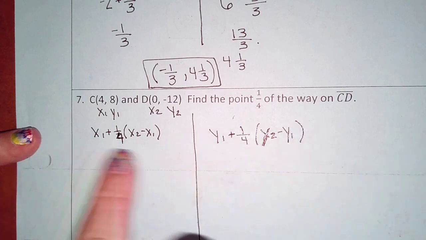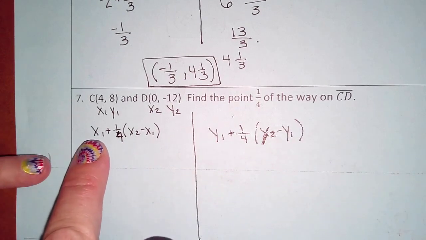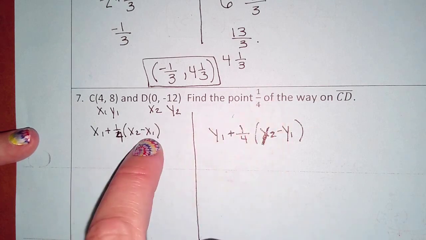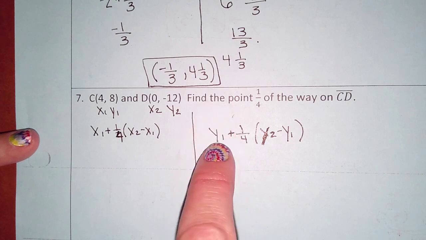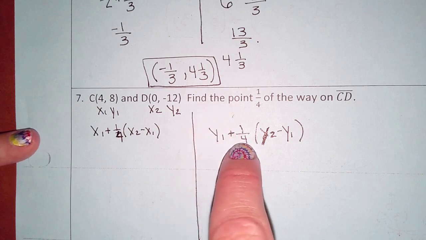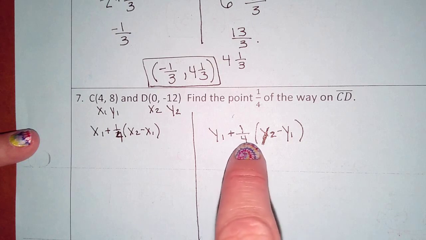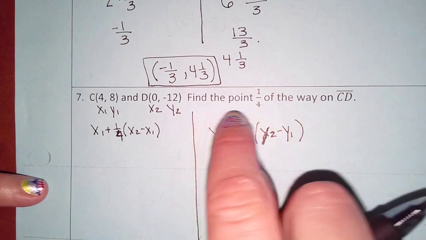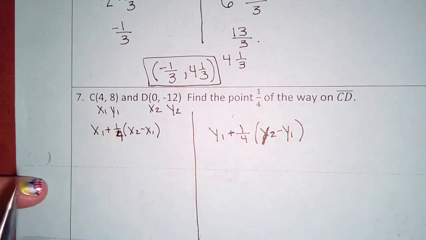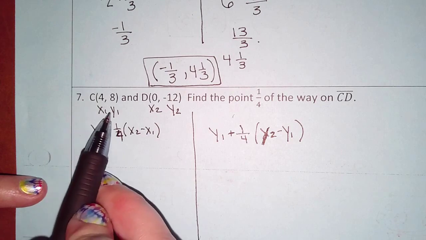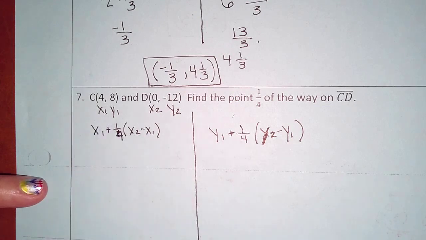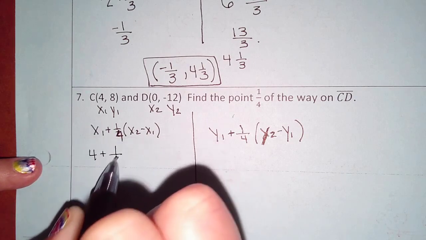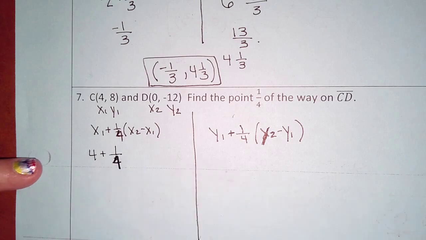Okay, so here's our formulas. So the first x coordinate plus the fraction 1/4 of the way times our change in our x's. And then for the y coordinate, the first y coordinate plus the fraction of the way and then the change in your y's. So it says 1/4 of the way from C to D, so that's what allowed me to label C's coordinates x1, y1 and D's coordinates x2, y2. Plugging in what I know. I know that x1 is 4 plus 1/4 of the way. I keep writing a half. Something's wrong with my brain here.